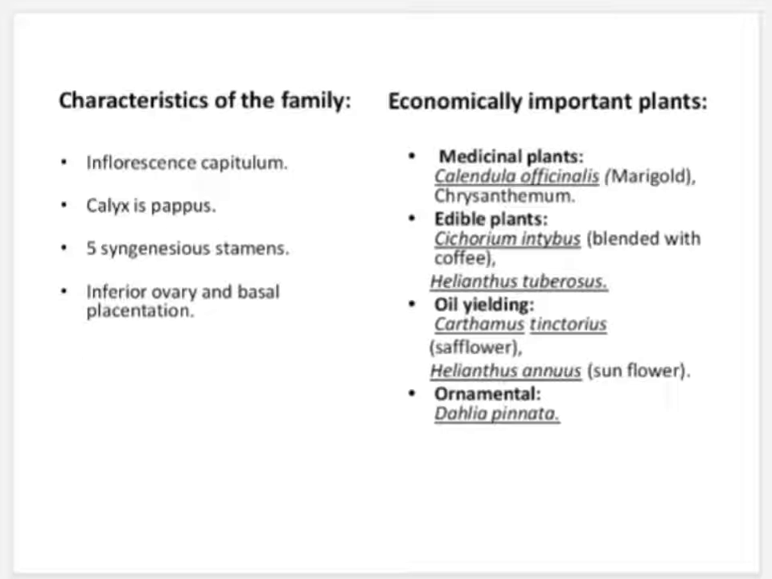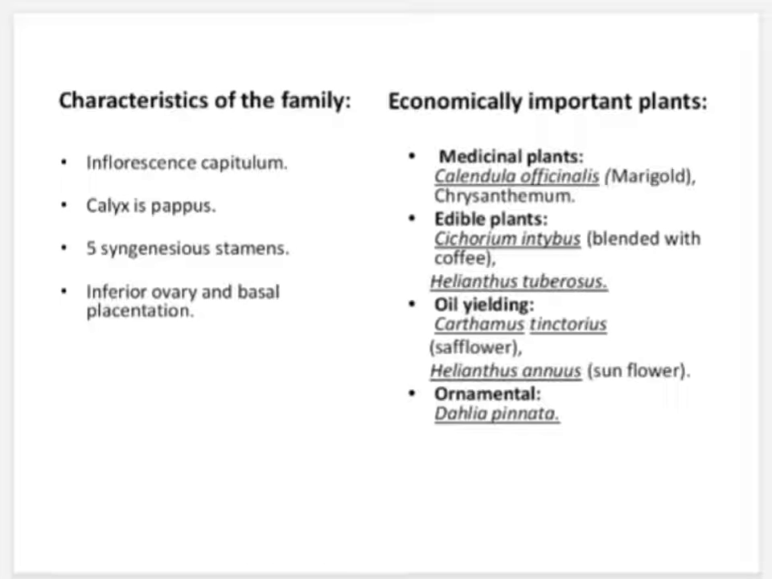Now characteristics of the family. Capitulum inflorescence is present in Helianthus annuus. Calyx is pappus. 5 syngenesious stamens are present, and inferior ovary and basal placentation is present. Economically important plants of the family Asteraceae provide food, dye, oil and medicines.